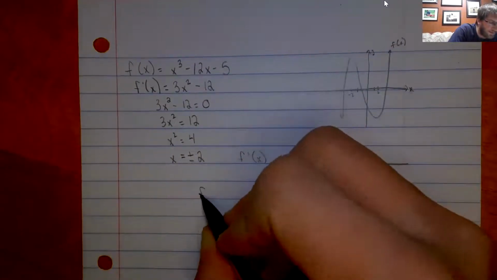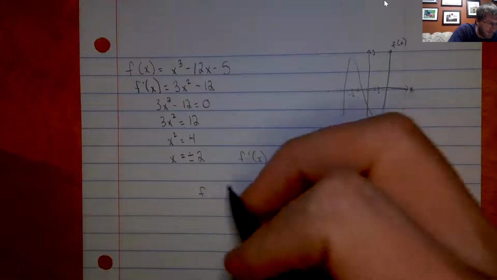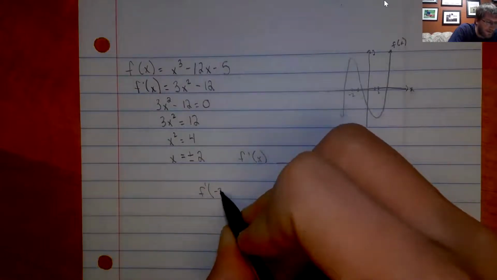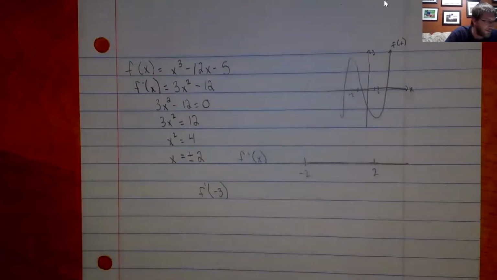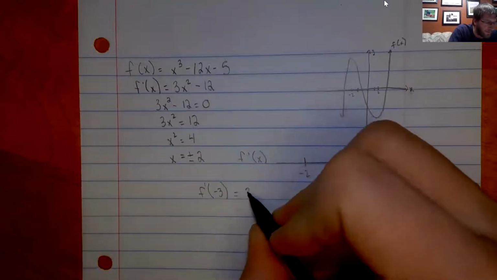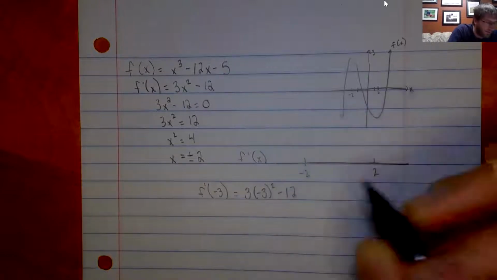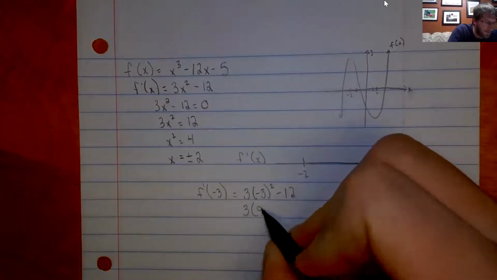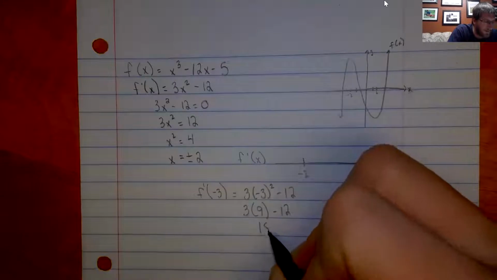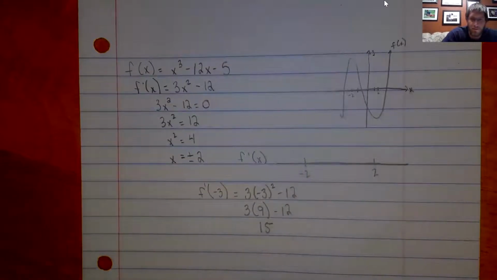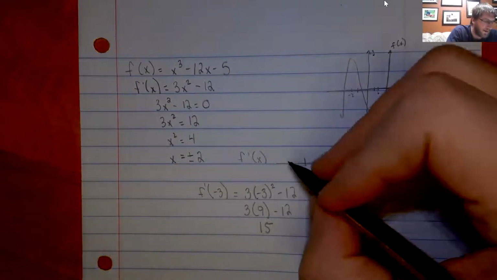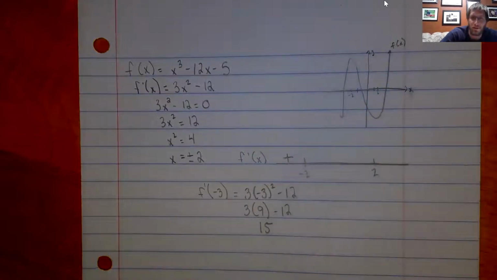So if I test points to the left of negative 2, let's pick negative 3. And I put negative 3 into the derivative. That's 3 times negative 3 squared minus 12. So 3 times 9 minus 12, 27 minus 12 is 15. That actual number doesn't matter so much as the sign. Is it positive or is it negative? If it's positive, it's increasing. I'm going to put a plus in that interval.